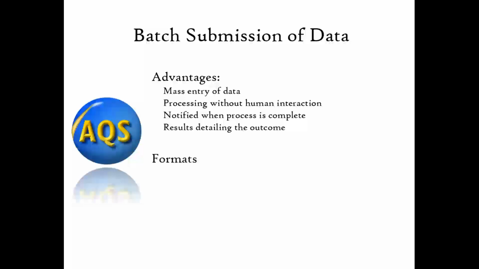There are two types of formats that may be submitted: AQS transactions, the AQS pipe delimited transaction format introduced in 2001, and XML structured text data with tags. This flowchart will help explain the data flow to AQS.